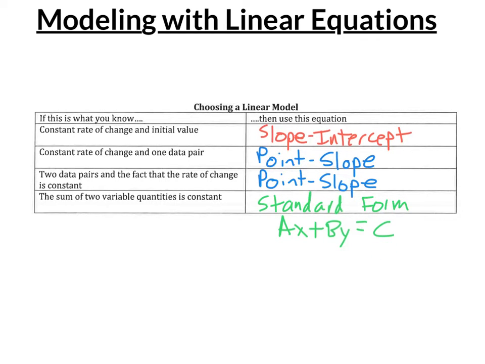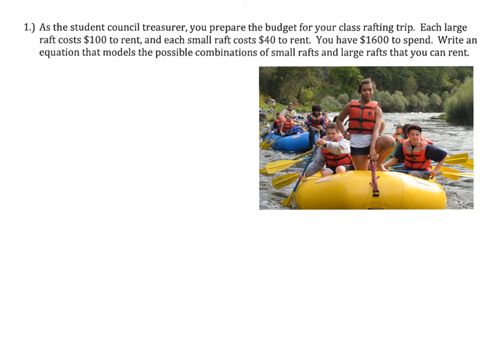So now we're going to take a look at some examples and we'll practice picking the right type of equation to model that situation. Example 1 says, as a student council treasurer, you prepare the budget for your class rafting trip. Each large raft costs $100 to rent, and each small raft costs $40 to rent. You have $1,600 to spend. Write an equation that models the possible combinations of small rafts and large rafts that you can rent.